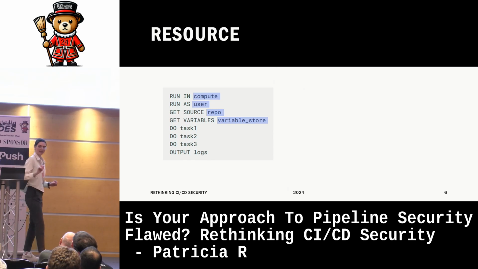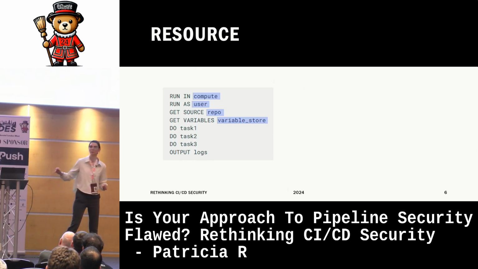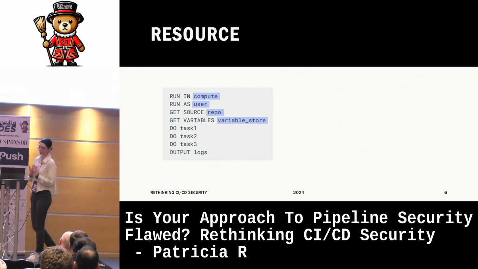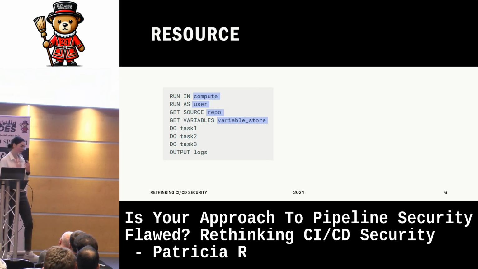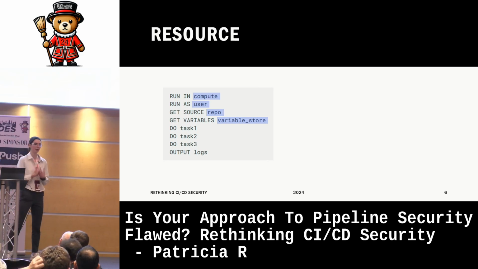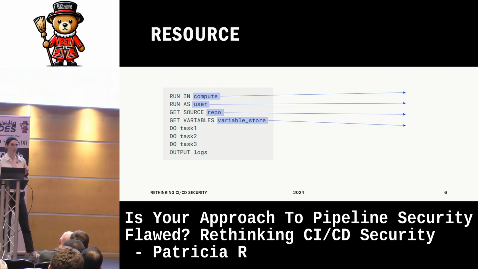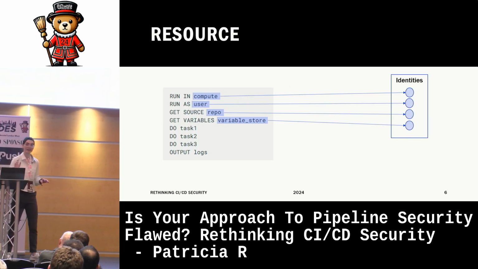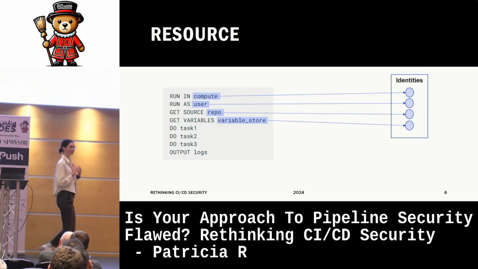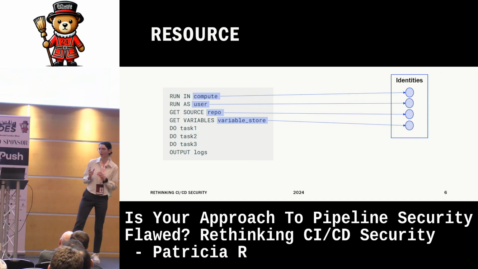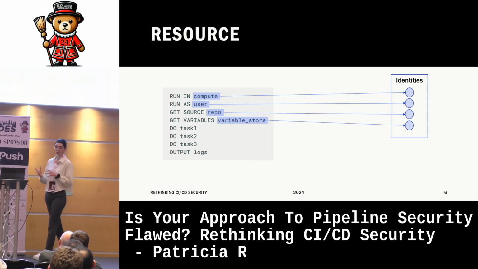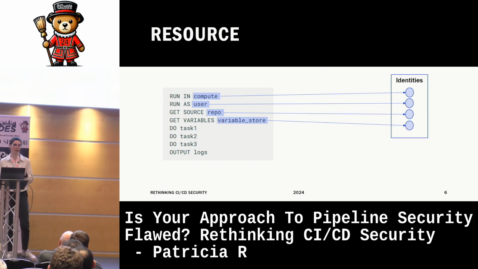The last definition is around resources, CI/CD resources, and it's the things that I was talking about. It's that compute that you're using, it's that user that you're using, it's the repo, it's the environment or variable store that you're accessing. All of them, one way or another, point to something. And that something is an identity. More directly or a little bit more far-fetched, they kind of point to some kind of access into something you care about.